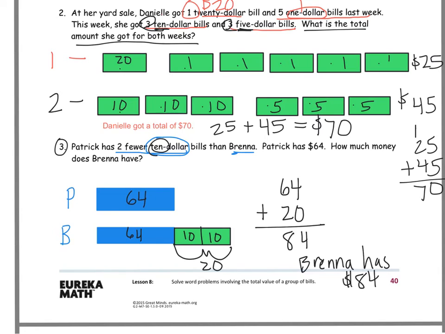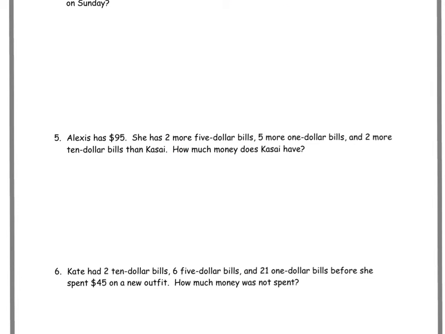Okay, let's go to page 2. And we're going to look at 5. And it says Alexis has $95. She has 2 more $5 bills, 5 more $1 bills, and 2 more $10 bills than Cassie. How much money does Cassie have? So we know Alexis has $95.